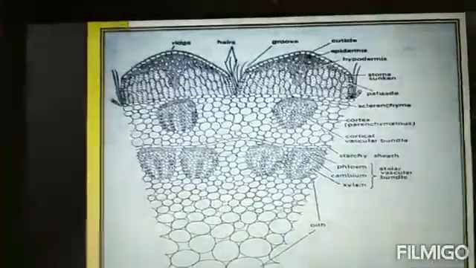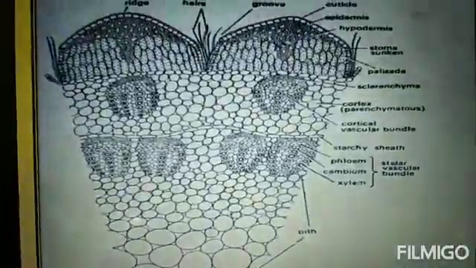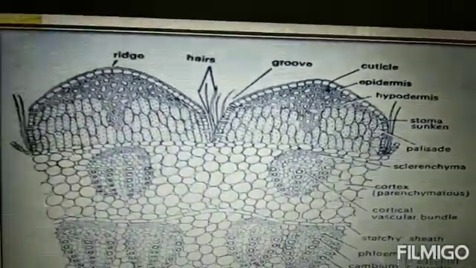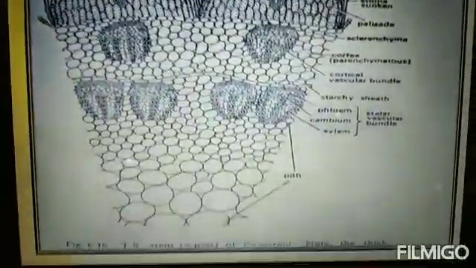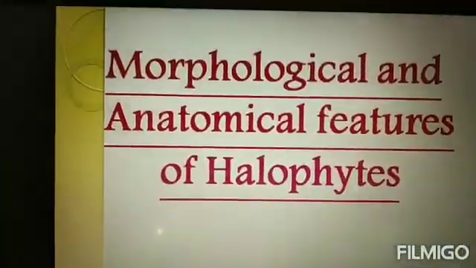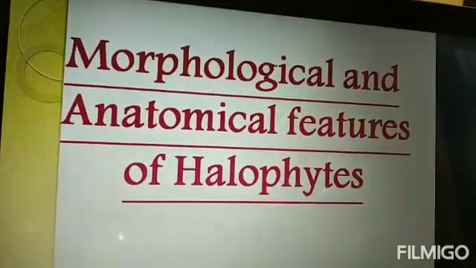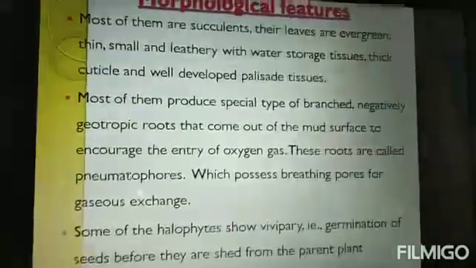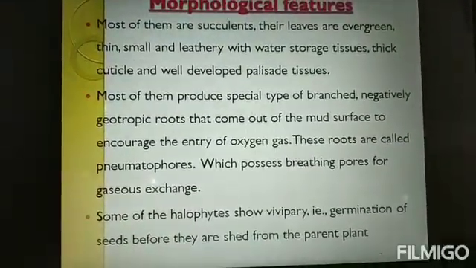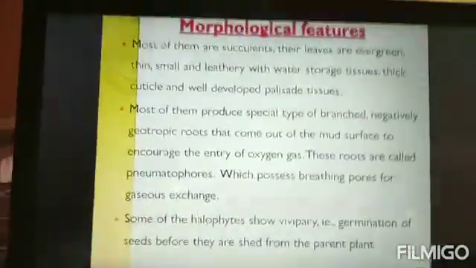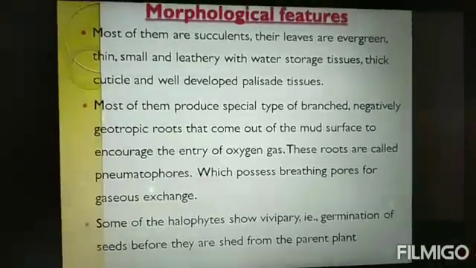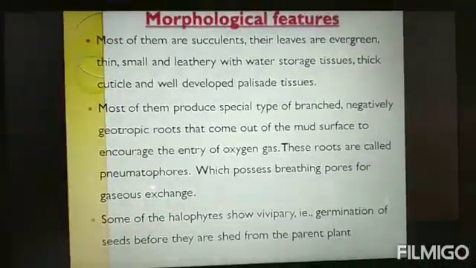This is a cross section, TS, of the stem or needle of Casuarina. It shows the sunken stomata, the thick cuticle, and the epidermal layers. The next group of plants is the halophytes. These plants commonly grow in saline or salty environmental conditions. They have adaptations for a physiologically dry condition. Here the water is present, but it cannot be properly utilized by the plant. That's why it is a physiologically dry condition.